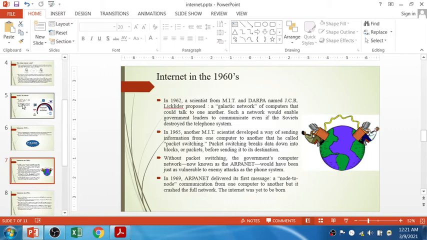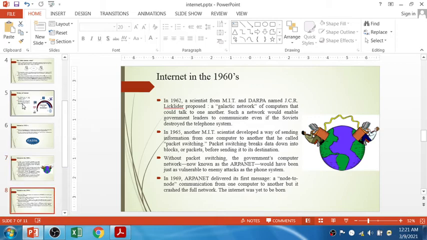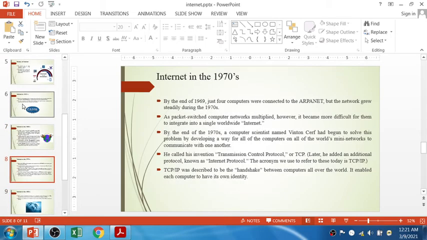In 1969, ARPANET delivered its first message, a node to node communication from one computer to another, but it crashed the full network. The internet was yet to be born. In the 1970s, till the late 1970s, ARPANET operated to provide connection facility around a dozen research sites.